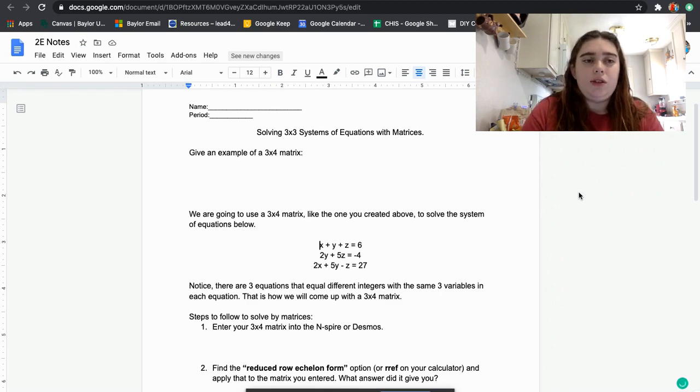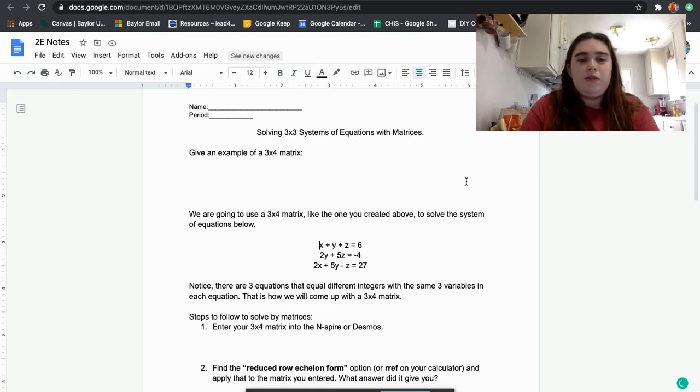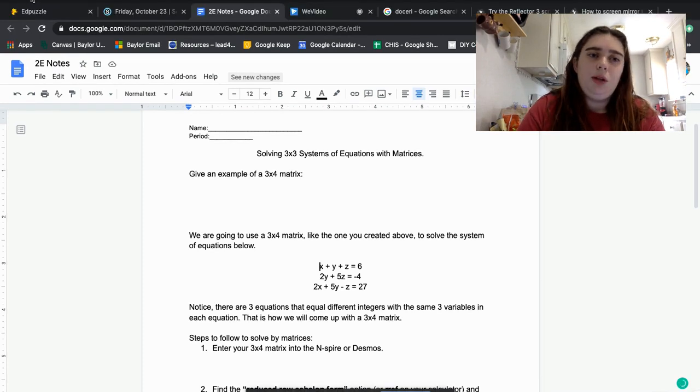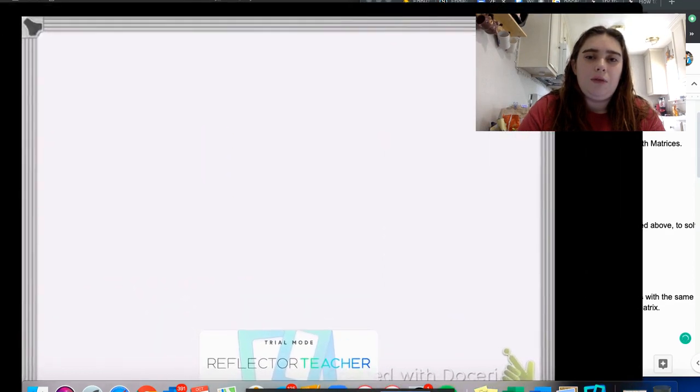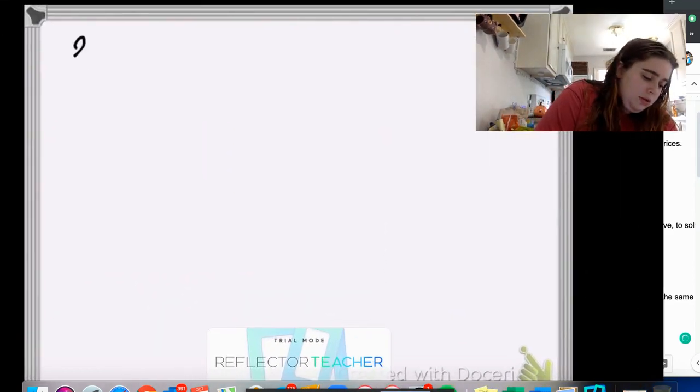If you'll look at these 2E notes, they should be attached on your Schoology page for you to complete. The very first thing it wants us to do is give an example of a 3 by 4 matrix. Even though we have a 3 by 3 system, we're going to come up with a 3 by 4 matrix, which I'll show you why in a little bit. But let's look at a little review of how we even make a 3 by 4 matrix.